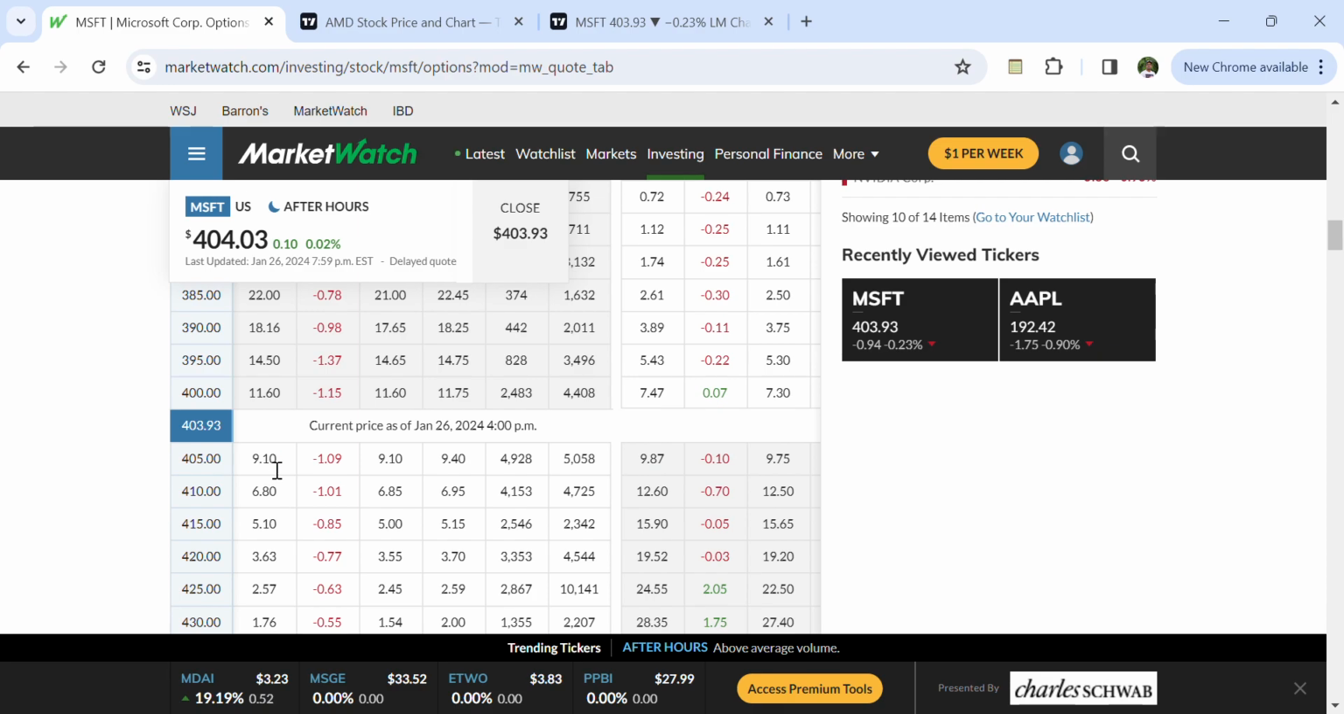Okay, if you click this strike, it will open up a window for you. This is not a broking account, this is just a watch account. So here I am not able to trade it, but if you click this 405, you can take a trade. It will allow you to enter a limit price. For example, 9.10 is the current bid price. You think that Microsoft will go down a little bit, maybe 50 cents, so you can put 9.00.